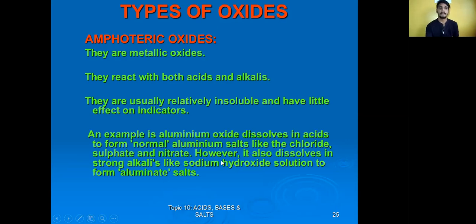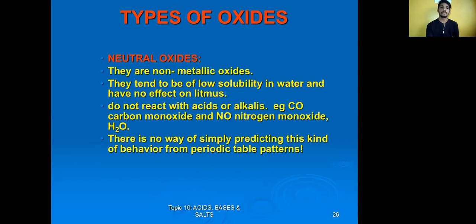An example is aluminum oxide, which dissolves in an acid to form a normal aluminum salt like a chloride, sulfate, and nitrate. However, it also dissolves in a strong alkali like sodium hydroxide solution to form an aluminate salt. This is amphoteric nature. In front of a base, it acts like an acid; in front of an acid, it acts like a base. That is why it's called an amphoteric oxide. And the main example is aluminum oxide, Al2O3.